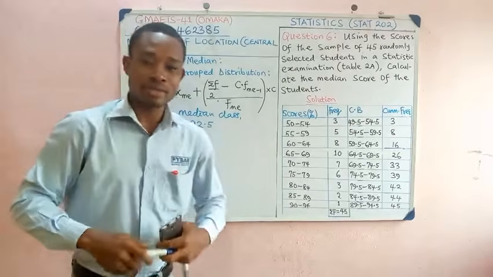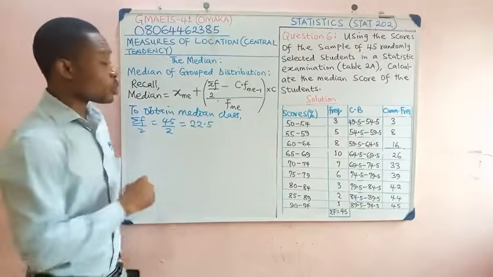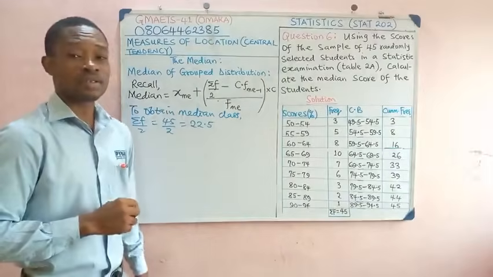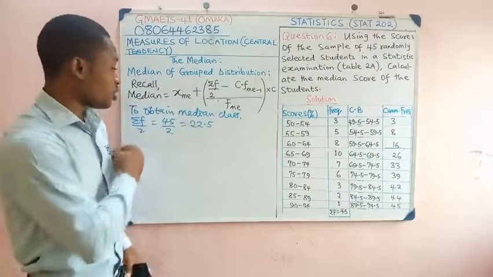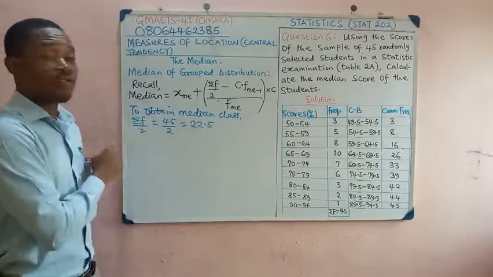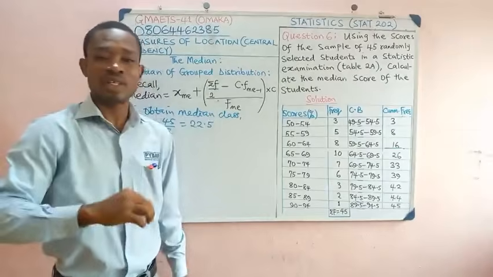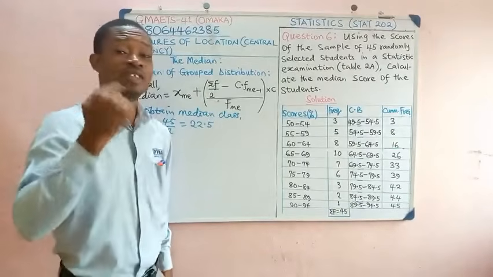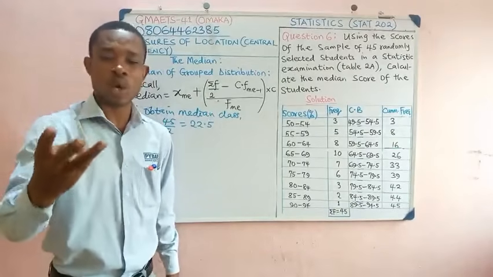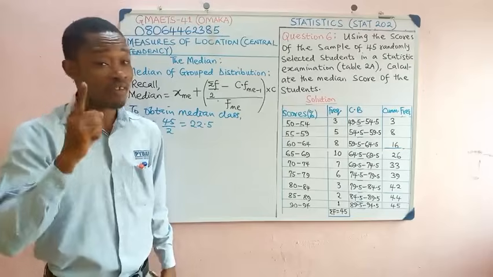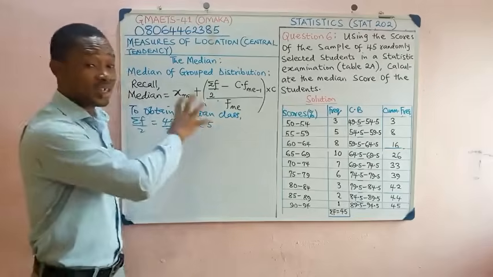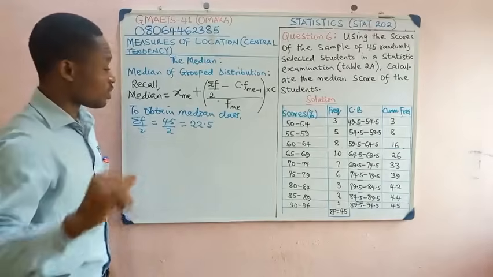Now, get your pen, get your book, and write what we're going to do from here to get our median class. We've obtained 22.5 from summation f over 2. Look at this part of the formula, very important, not just for calculating the median, but for calculating fractiles, that is measures of position: the quartiles, the deciles, the percentiles. We're going to encounter it again when we talk about those measures of position.